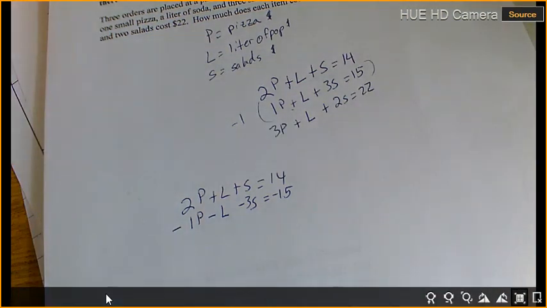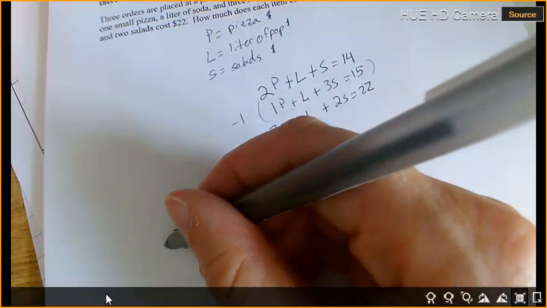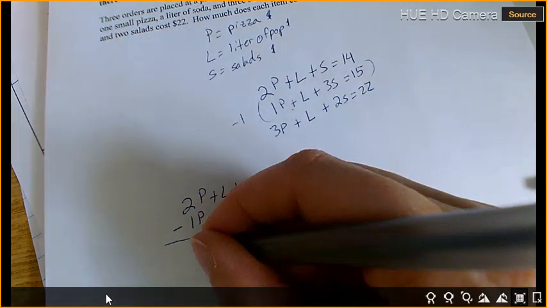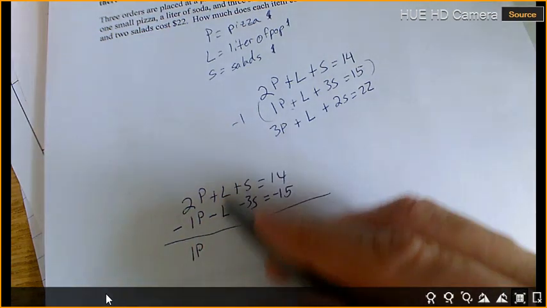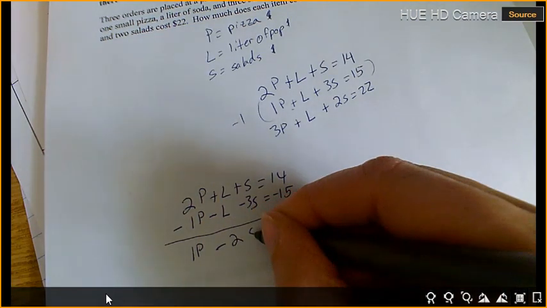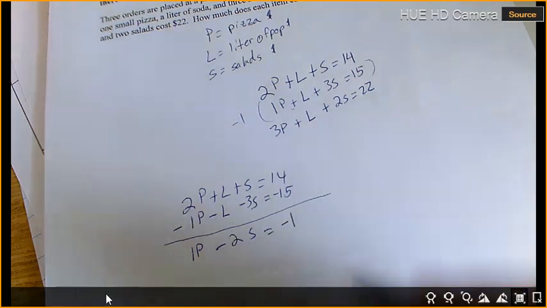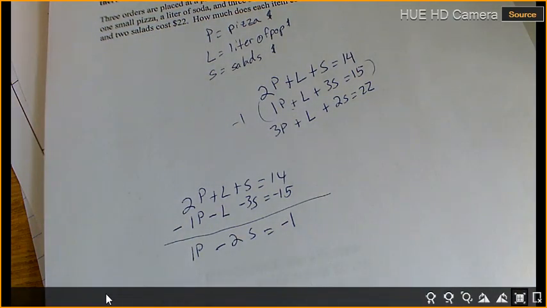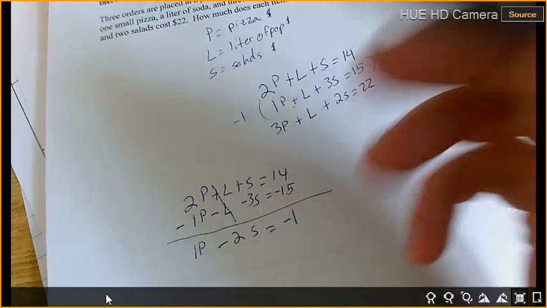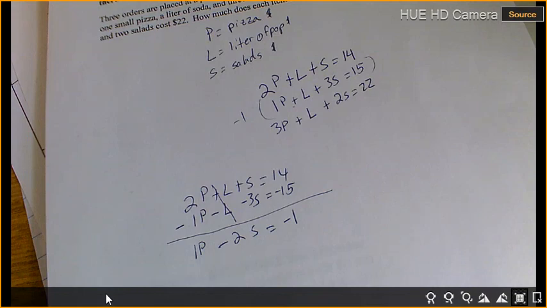I'm going to do the elimination method, just like we've been doing over and over again. Okay? Now I'm going to add straight down. I get 1P, the L's are gone, minus 2S equals -1. Okay? Do you see how it eliminated L? L is gone. That's why we did the elimination method, right? So I'm down to 2 variables instead of 3.